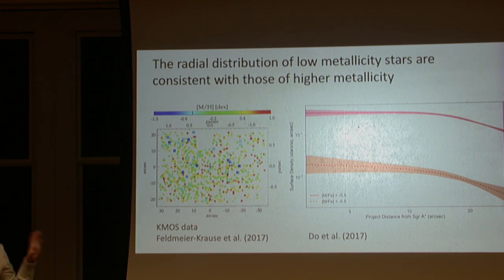In spatial distribution, there doesn't seem to be any difference between the different metallicity populations. So if I took the high metallicity population, which I'm calling this red one, and I look at the density of the low metallicity population, they look very similar. This is data from Feldmeier-Krauss et al. This is using KMOS now, so this is much wider than the other distributions I'm talking about. It goes out to 30 arcseconds, so beyond a parsec.